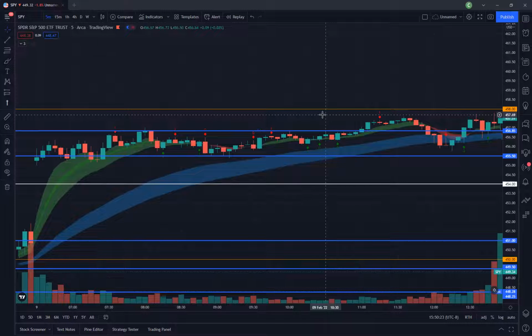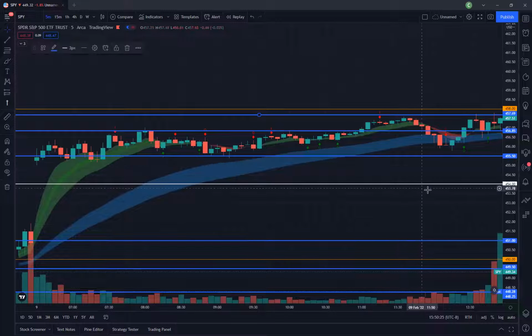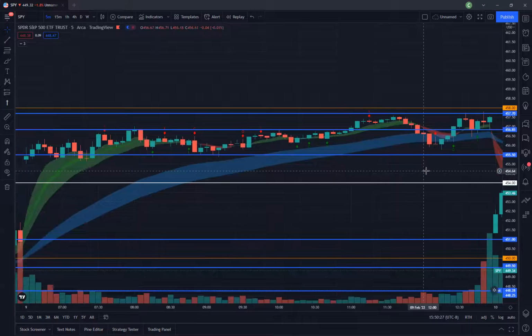And then we could go at the top here. So at the top, right? We push above it, we get some wicks right up to it. Those are the key levels I'm seeing on this day.